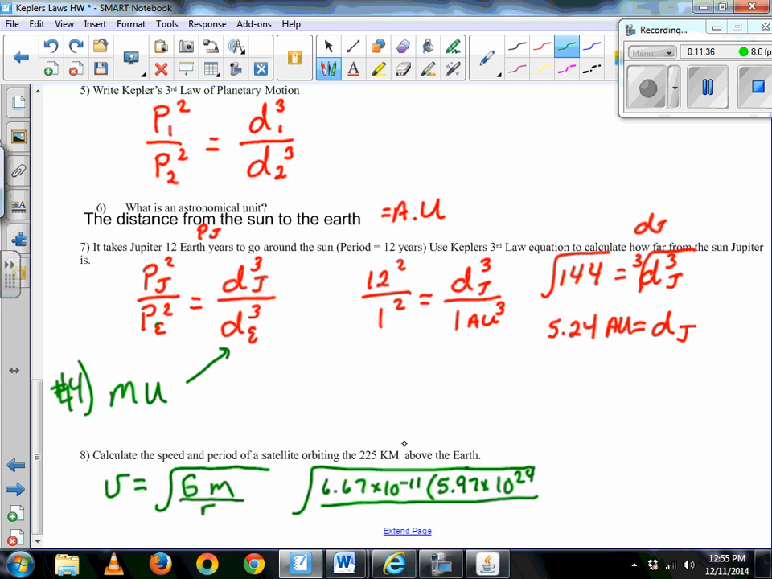Now, see where it says 225 kilometers? I can't use kilometers, you've got to use meters. So that'd be 225,000 meters. And then you do all that information there, and it will give you the velocity. So if I did this right, I should be having 42,000. Wow, that's awfully fast. I don't know if I did that right. 42,068 meters per second.